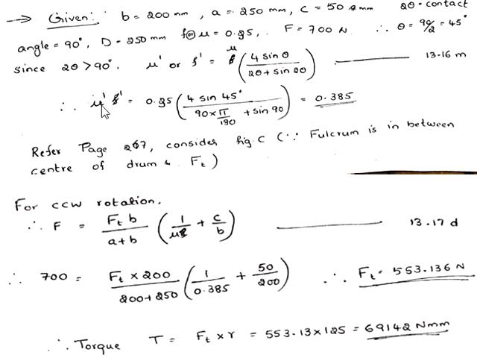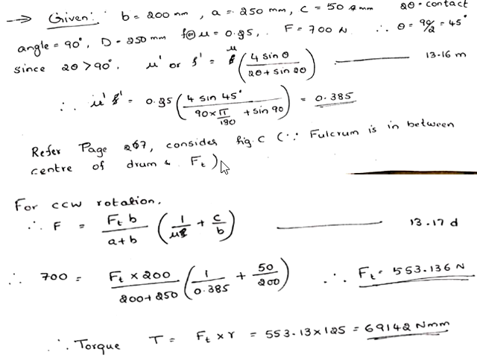Remember, this step is very important. We have to find mu dash first whenever 2 theta is equal to or greater than 90 degrees. After that, as I told you, refer to page number 267 and identify which figure you have to consider. You have to consider figure C because the fulcrum lies in between the center of the drum and Ft. This is by comparing the diagram given in the question with the diagram present in the data handbook.